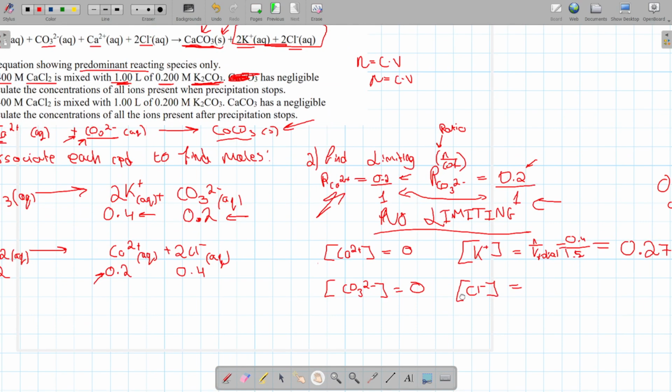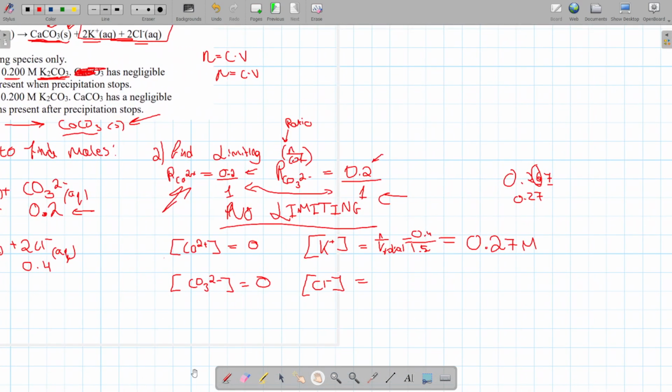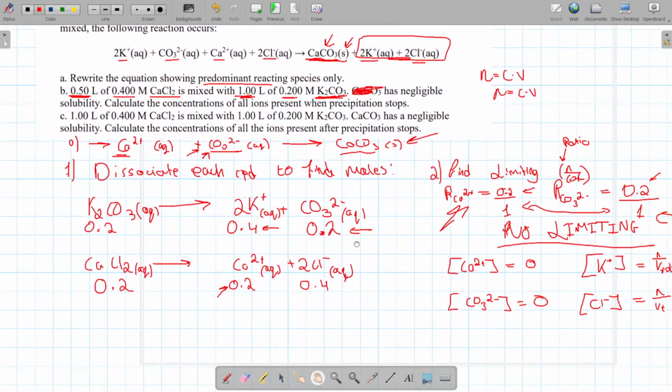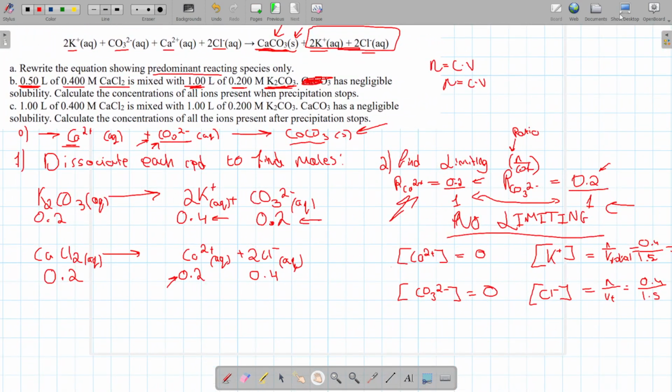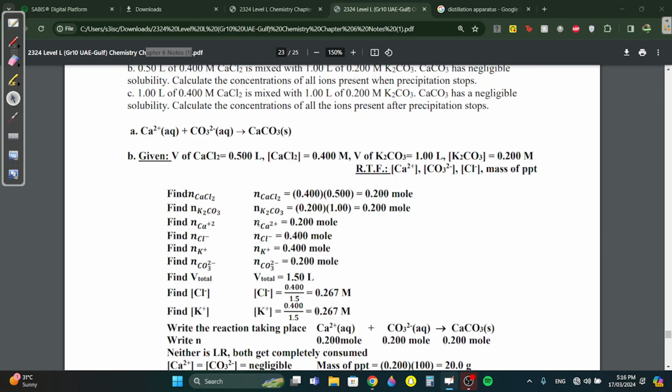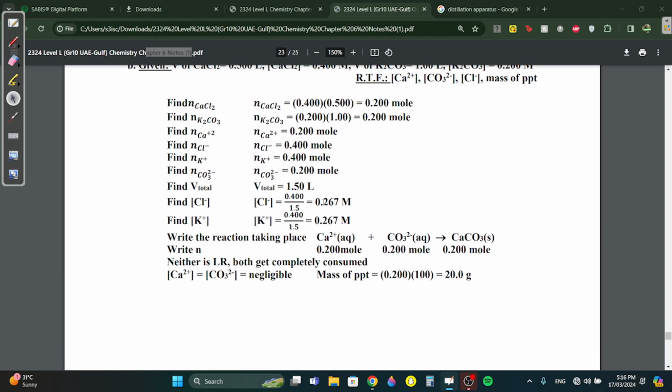How about Cl−? Cl− is 0.4 also. For n over V total, which is 0.4 over again 1.5, which is again 0.27 M. These are my answers for part B. Let me see if it's correct. Yeah, they got the same answer. They got 0.267, but it should be 0.27.